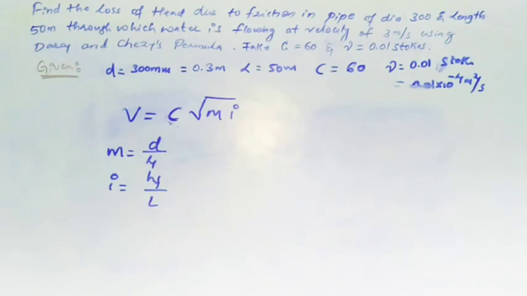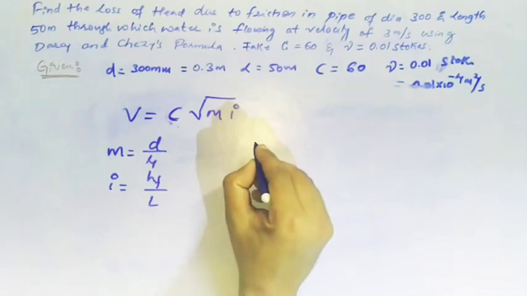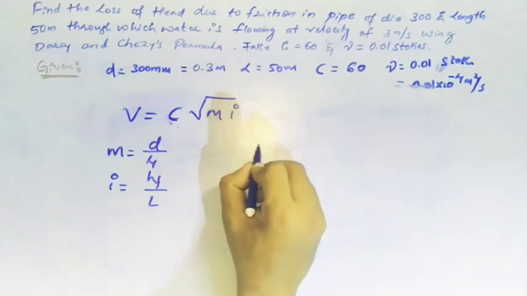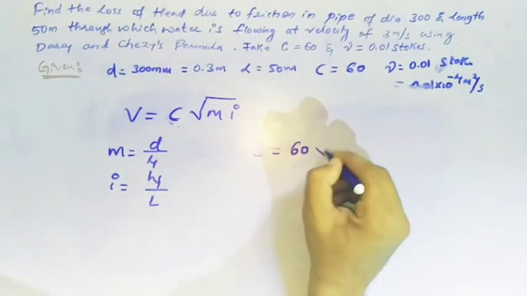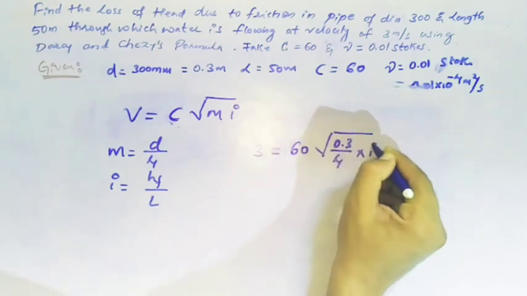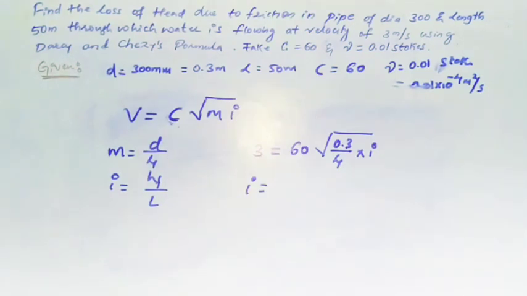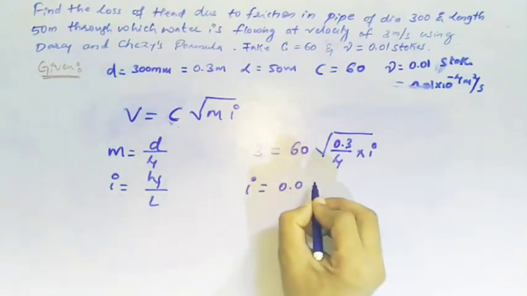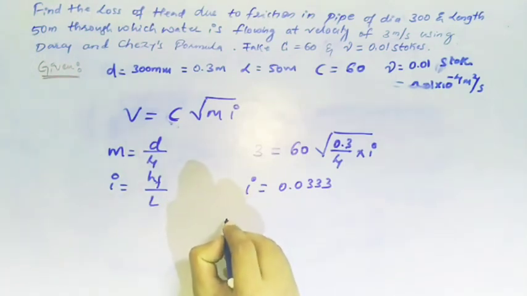Now let us substitute all the known terms in this one. We have velocity, which is given as 3, then constant C is 60, then root of m is given, that is d by 4, where d is 0.3, divided by 4, into I. If I take I outside, then I will be equal to 0.0333.